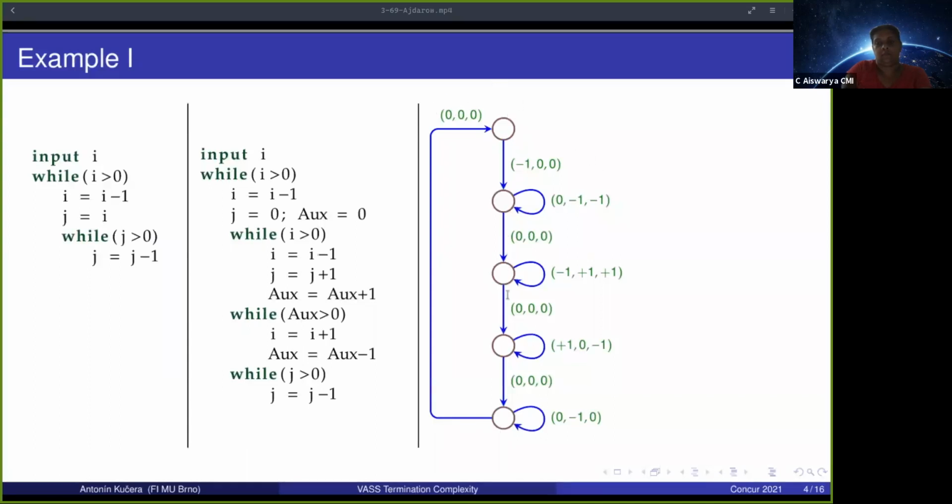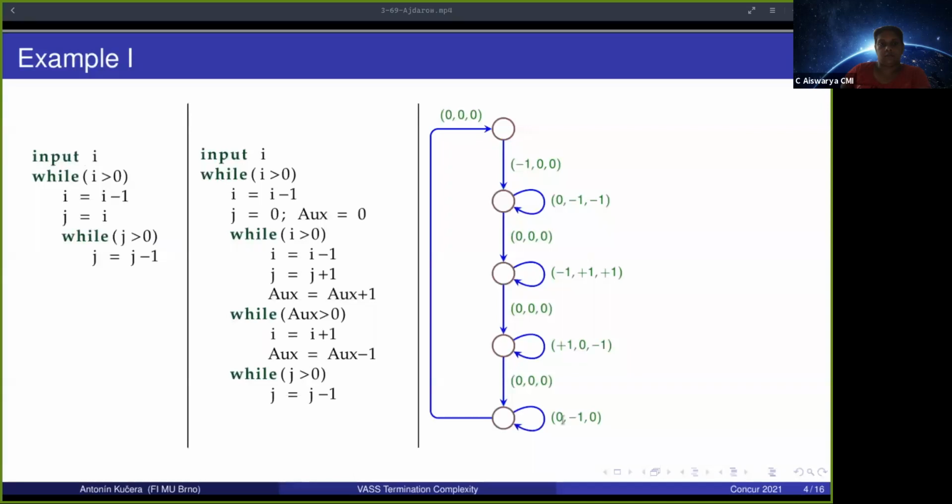It has just 5 control states, all of them demonic, and this VAS over-approximates the behavior of the original program, which means that the execution of the program for a given input value n corresponds to a certain computation initiated in this control state where all of the 3 counters are initialized to n. And hence, an upper bound on the termination complexity of this VAS is a valid upper bound on the time complexity of the original program.